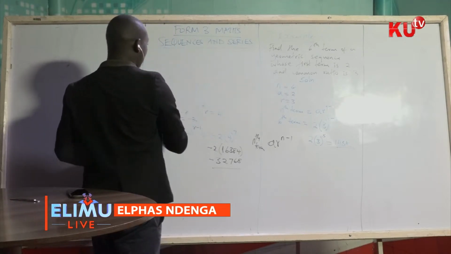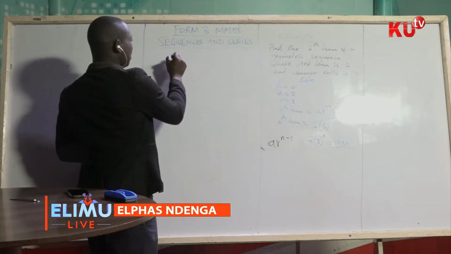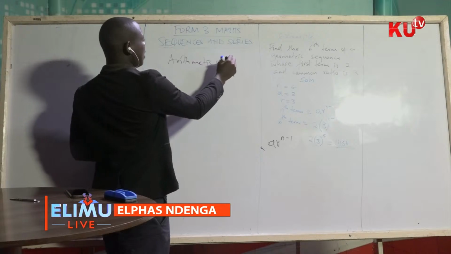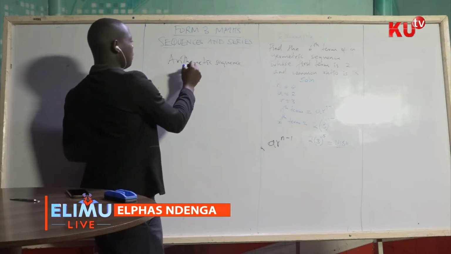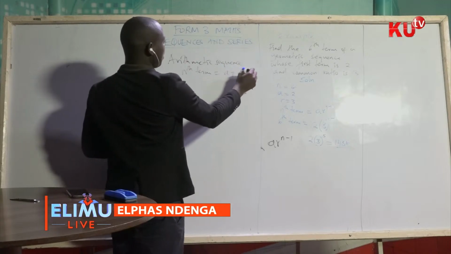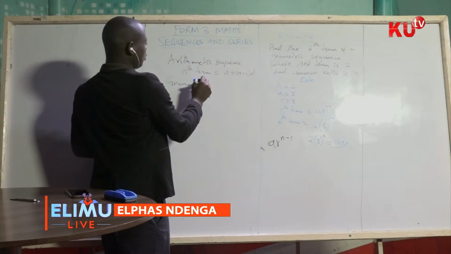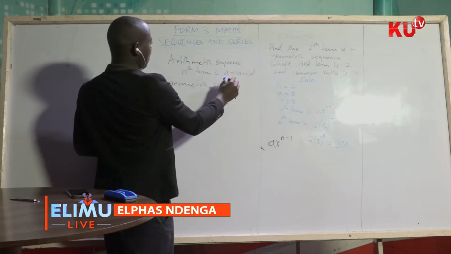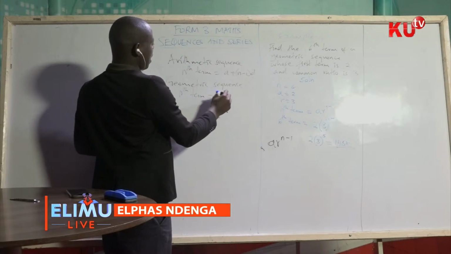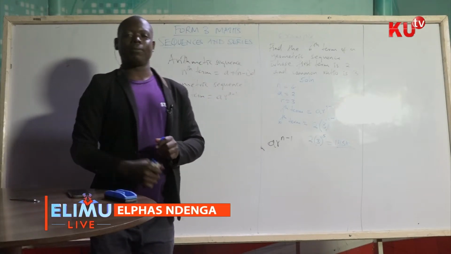We wrote the earlier formula for the arithmetic sequence, and we said that when dealing with an arithmetic sequence, the formula for the nth term is a plus n minus 1 d. And now we are saying for the geometric sequence, the formula for the nth term is a r power n minus 1. Good. Any other question?